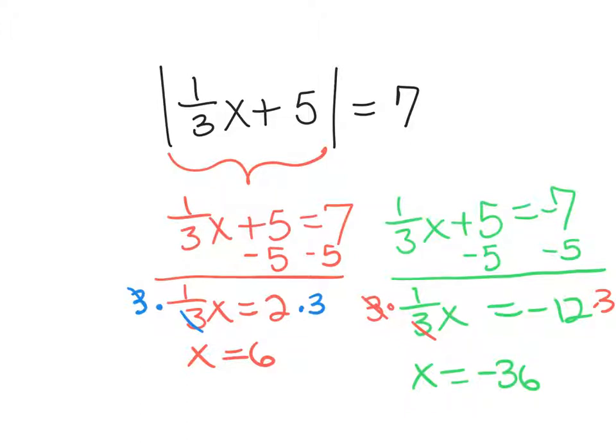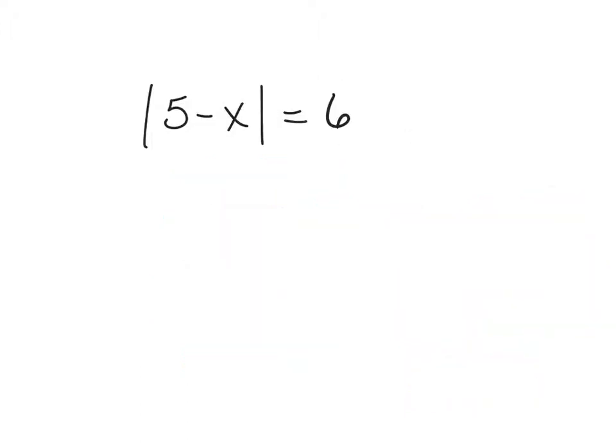Let's practice one more. Take a look at this one. The absolute value of 5 minus x is equal to 6. Hit pause and try it on your own, and then come back and see if you got the steps correct.